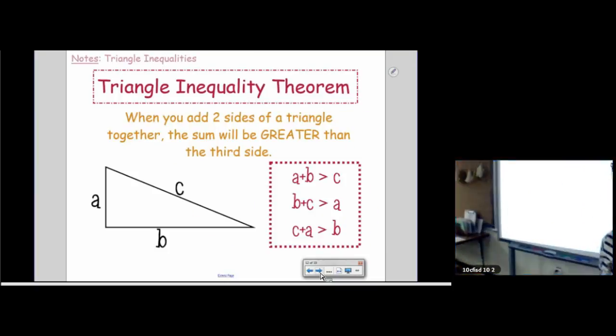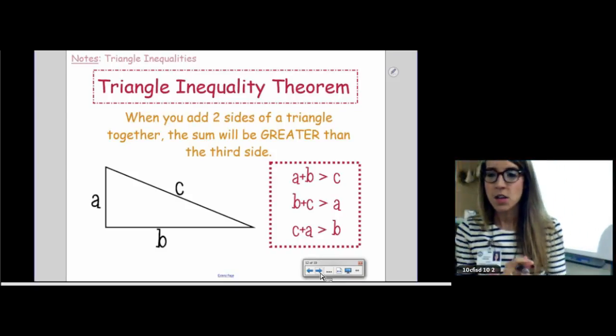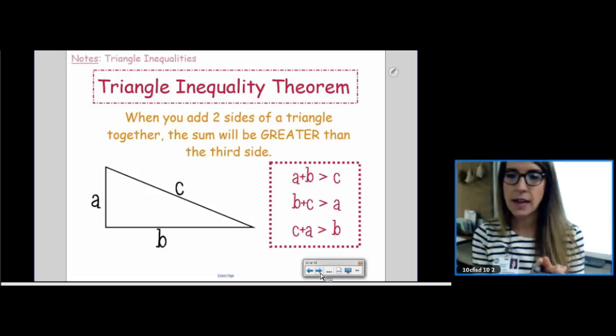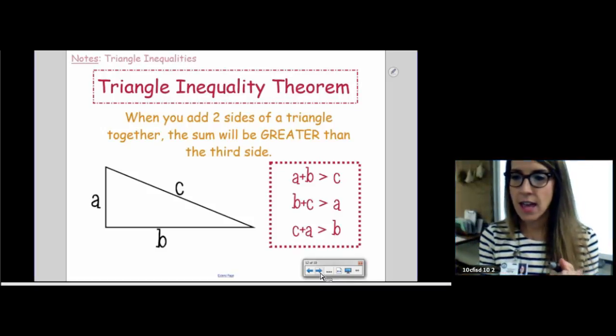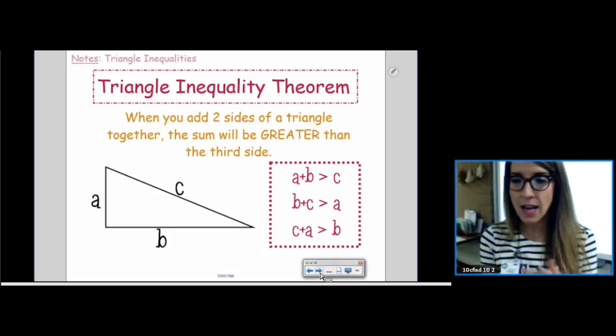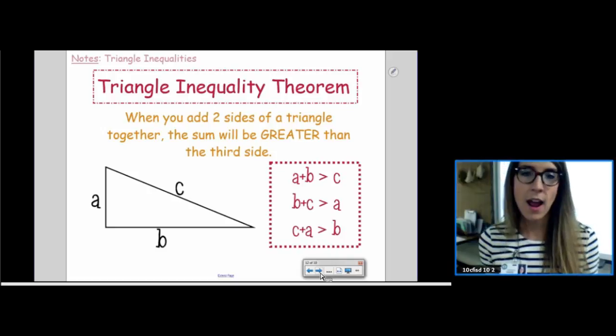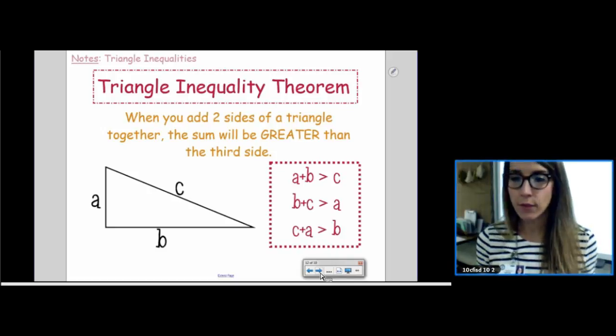All right, so please write down the triangle inequality theorem. You can take any two sides of a triangle, add them together, and you will get a result that is greater than the third side. It doesn't just work for the two sides we were looking at in the previous slide. It works for any two sides. This doesn't just work for a certain type of triangle, like isosceles. It works for every triangle.